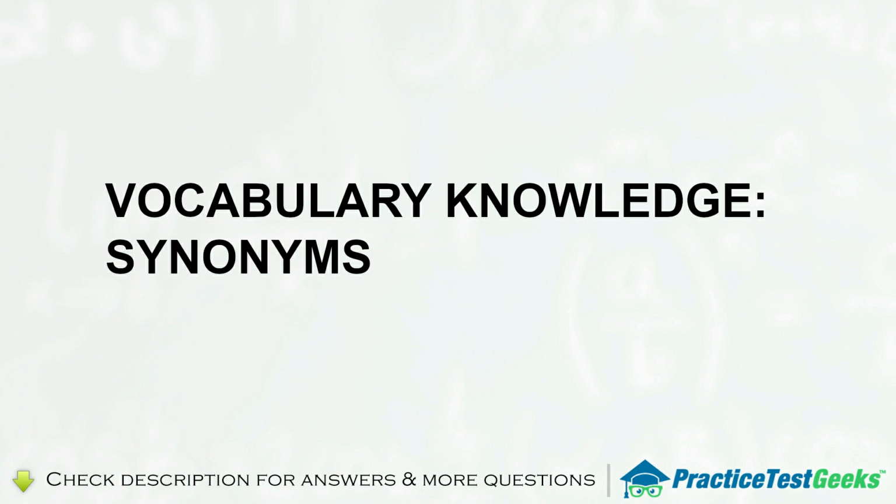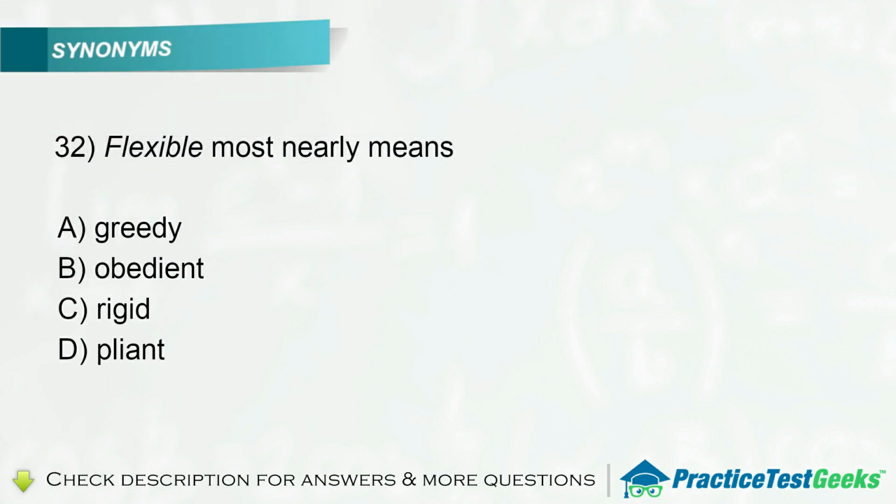Vocabulary knowledge. Synonyms. Select the word or phrase that is nearest in meaning to the italicized word. Question 32. Flexible most nearly means A. Greedy. B. Obedient. C. Rigid. D. Pliant.